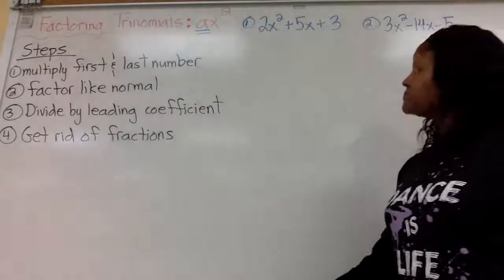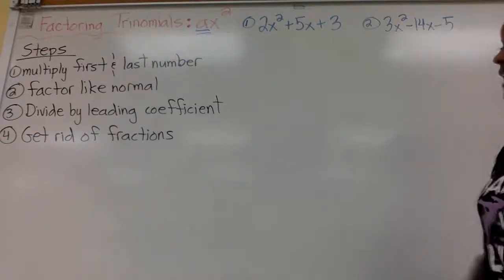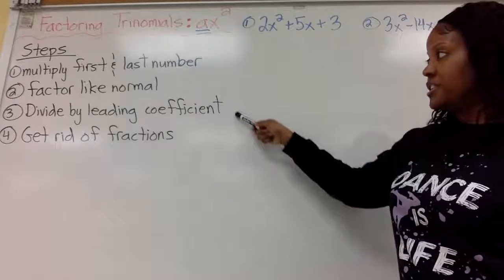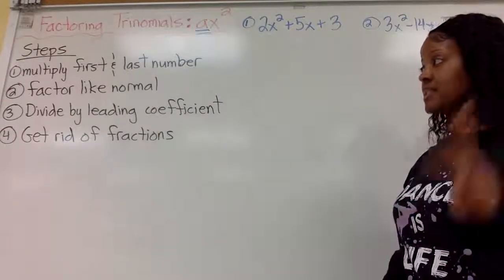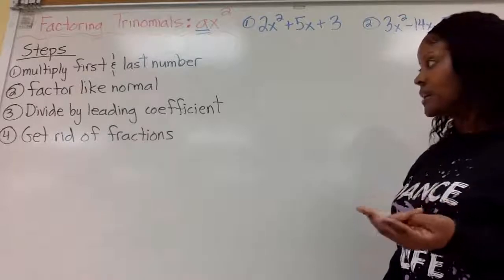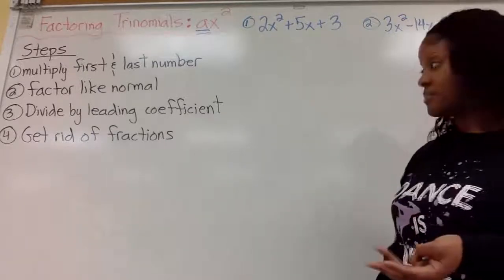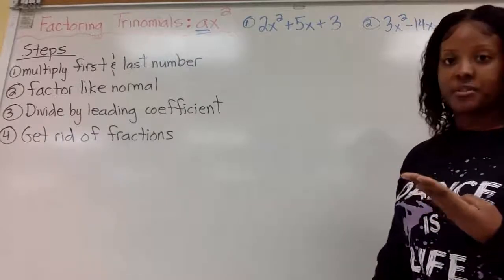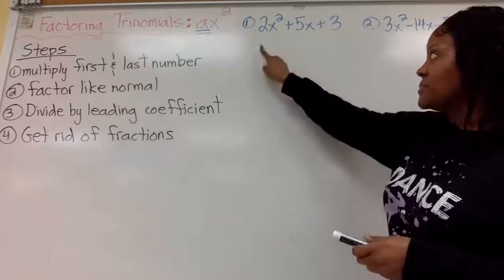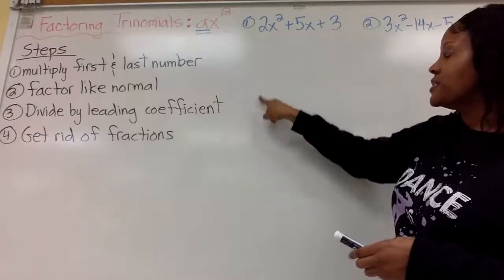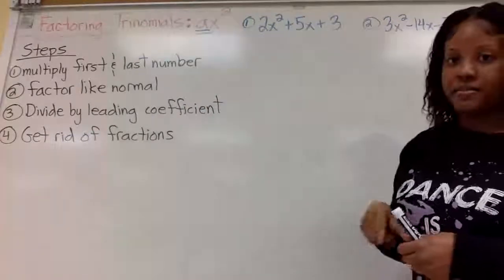All right, the first one here, we're going to factor 2x squared plus 5x plus 3. And these are the 4 steps that we're going to use. Step 1, multiply the first and the last number. Step 2, factor like normal. Step 3, divide by the leading coefficient, which is the first number in the problem. And then step 4, get rid of fractions. So let's go through and get started. Just out of habit, I'm going to be putting a little 1, 2, 3, 4, so that we can correlate that to our steps over here.